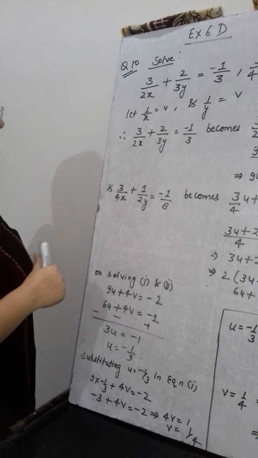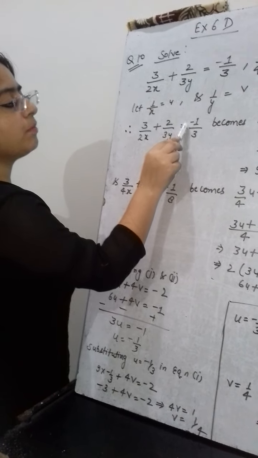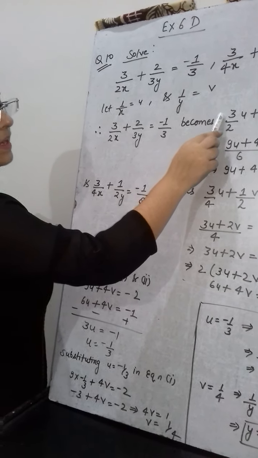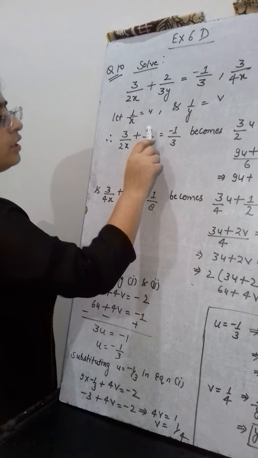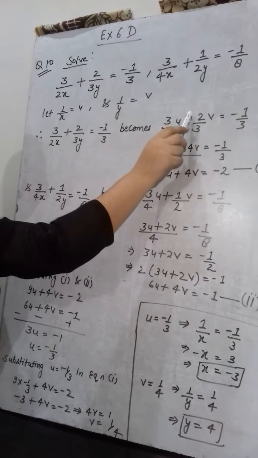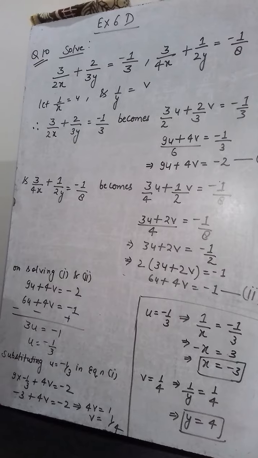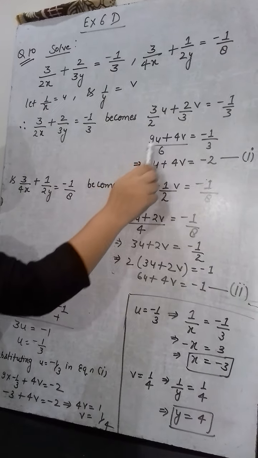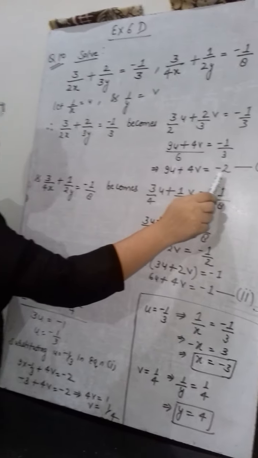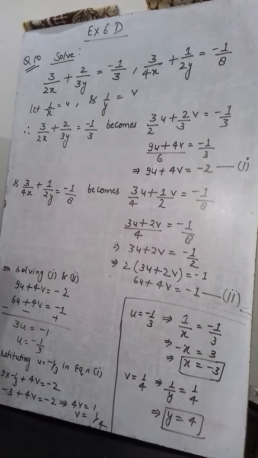We have supposed. So the first equation, 3 upon 2x plus 2 upon 3y equal to minus 1 upon 3, will become: in place of 1 upon x, u will come. So it will become 3 upon 2u plus 2 upon 3, and in place of 1 upon y we are writing v. So we will get 2 upon 3v equal to minus 1 upon 3. Now we have taken the LCM. So the LCM of 2 and 3 is 6. On solving we get 9u plus 4v equals to minus 2. In the simplified form we have got this equation now. It is equation number 1st.